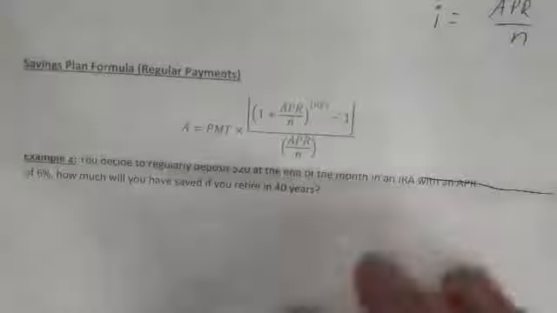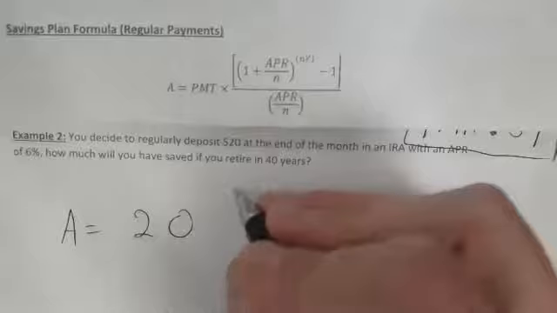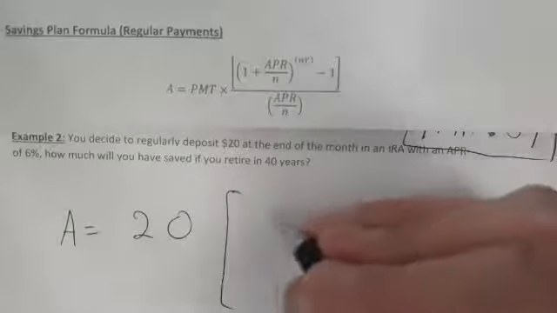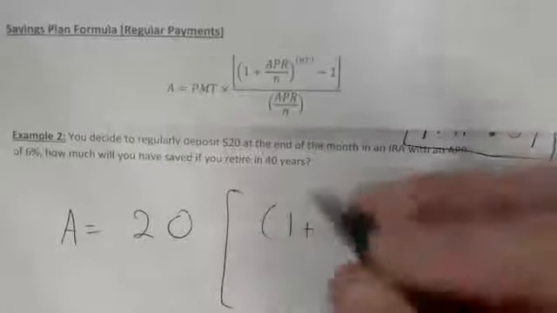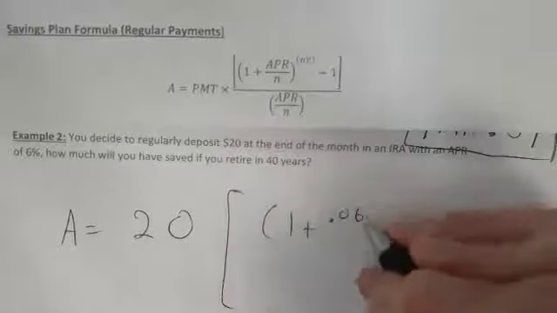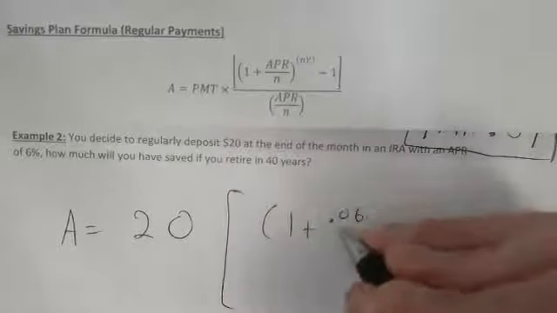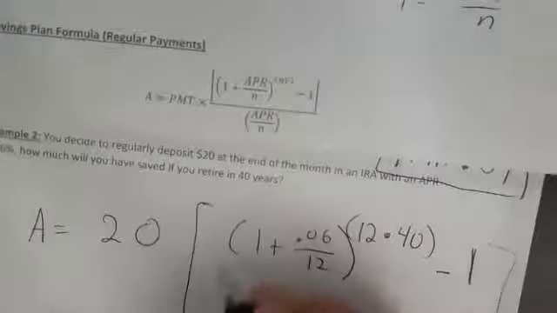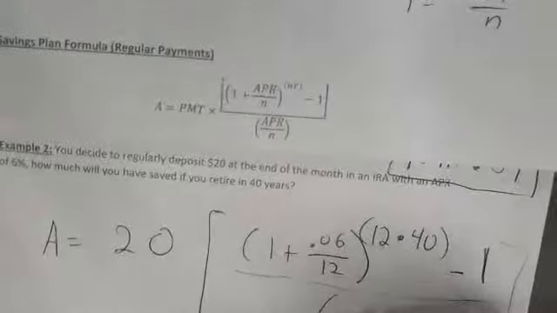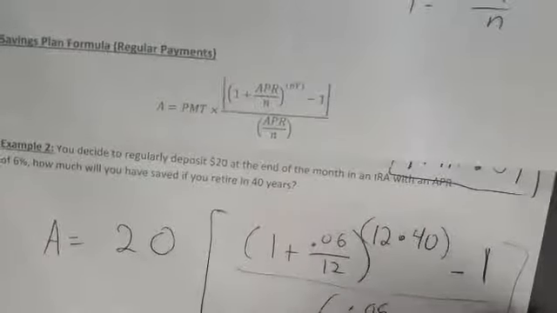So my accumulated amount is equal to my payment, the payment of $20 that we want to make. Now I'm doing this thing. It looks like 1 plus APR. 1 plus my APR, which is 0.06. I want to do this each month. And I want to do this to the end, which is 12 times Y, which is 40 years. And then after I do all that, I want to subtract 1. And I want to divide this all by my APR over N, which looks like 0.06 over 12.